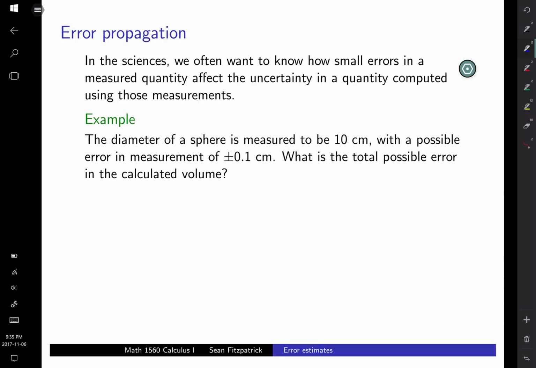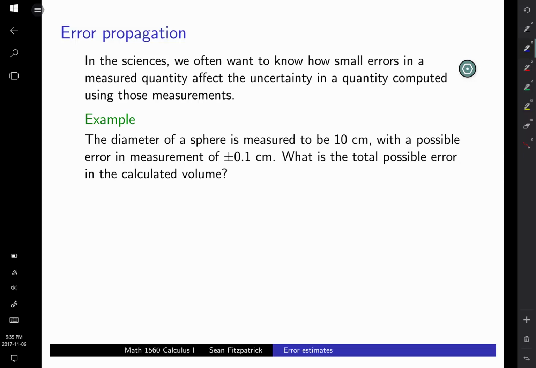So here's an example. We want to calculate the volume of a sphere. We've got some little metal sphere, and let's say we want to calculate its volume. We're making this measurement with physical instruments, so we can't really measure the radius directly, but we can measure the diameter. We can put some calipers around that sphere and work out what the diameter is.